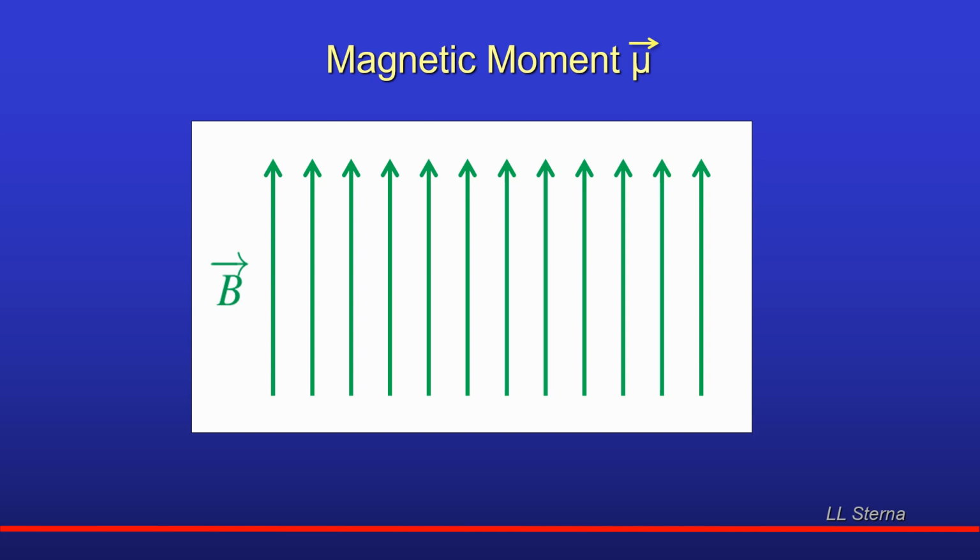What's the source of this field? Well, there can be many things that produce a magnetic field. We could even assume this is the magnetic field of the Earth, and all the arrows are pointing north.